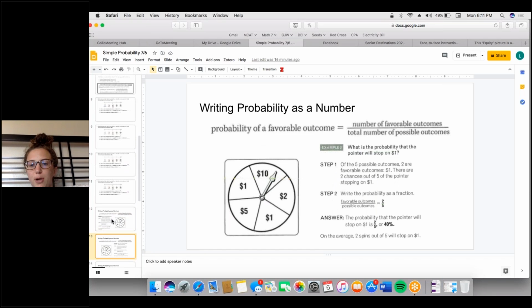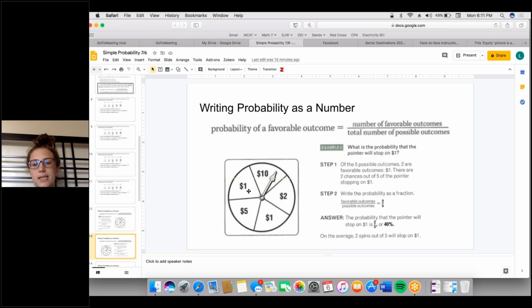One more example with the spinner problem. This question is the same spinner, but a different question. It's looking to find information about a different probable outcome. And it asks, what is the probability that the pointer will stop on $1? So we still have 5 possible outcomes here.